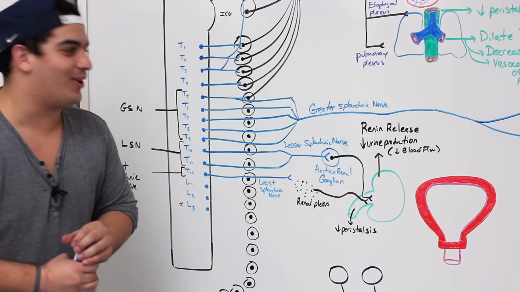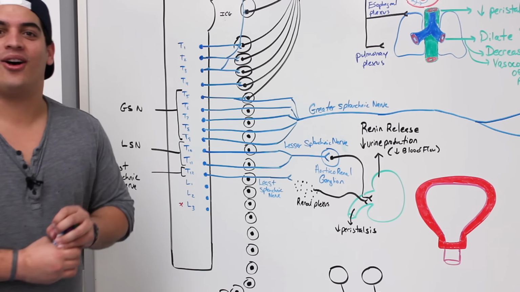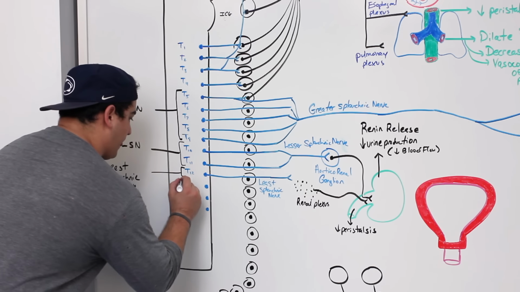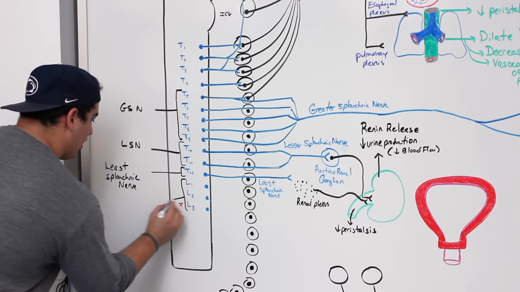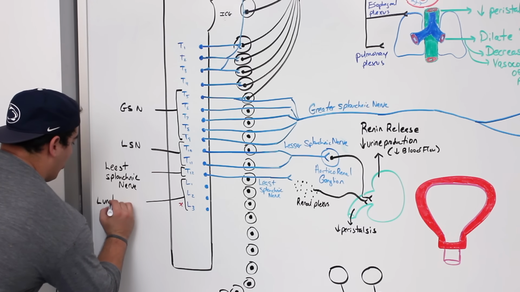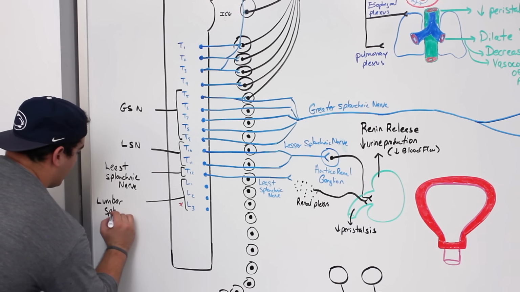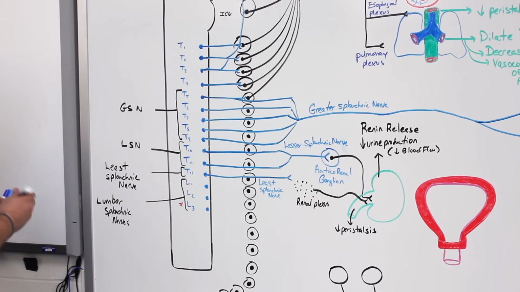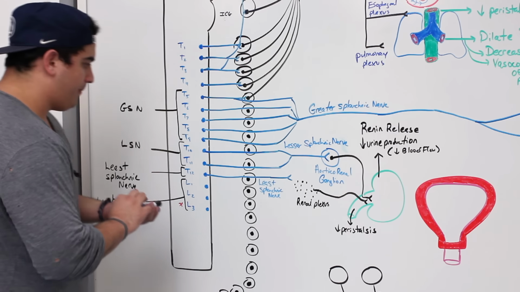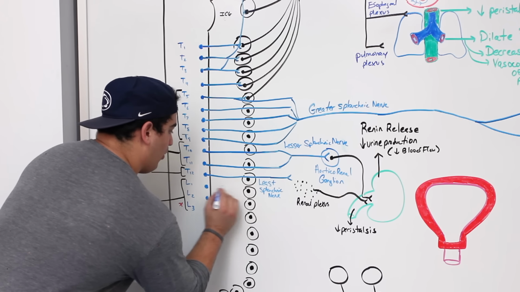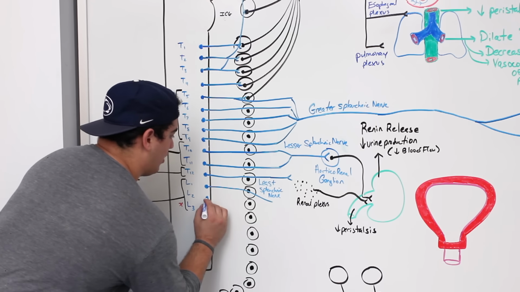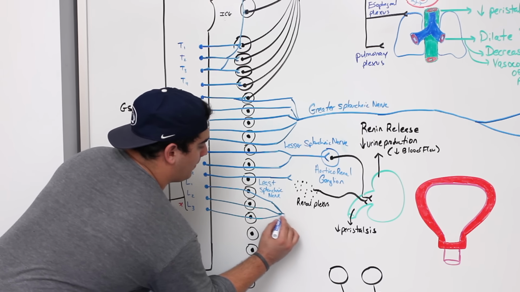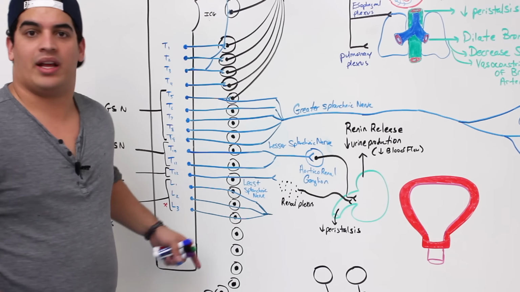Okay, we are so close, guys. All right, let's do L1 and L2, and sometimes L3. These are going to be your lumbar splanchnic nerves. Lumbar splanchnic nerves. So again, L1, you can have this pass through, L2 pass through, L3 pass through. Now, if they pass right through, they don't go to the chain ganglion.